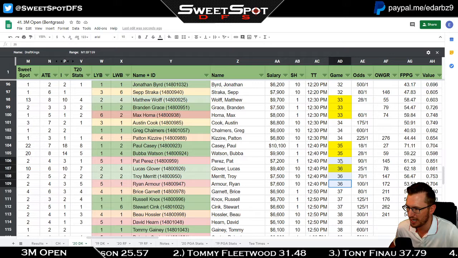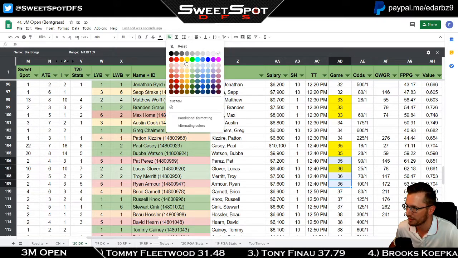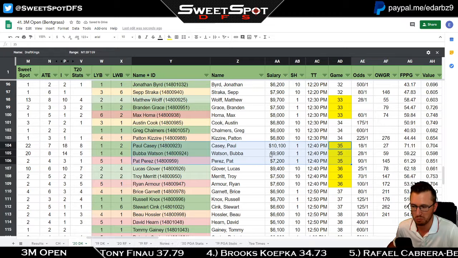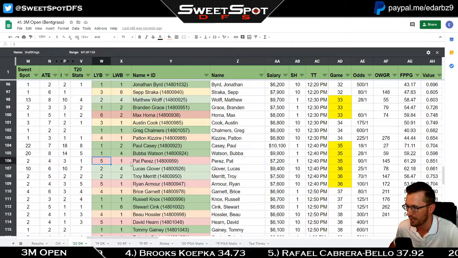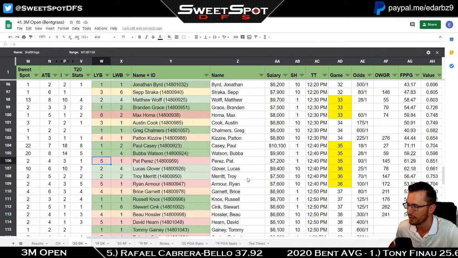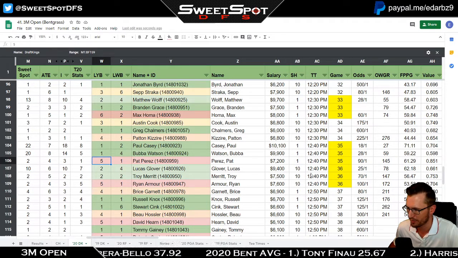35s, I mean 35 through 36, why don't we just highlight it all? So in our 35s, you have Paul Casey, Bubba Watson, Pat Perez. I like that. Pat Perez being a 5'1" doesn't really deter me because he is a last week 1. So the 5 doesn't really bother me.